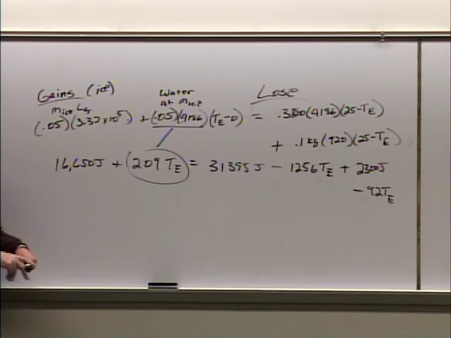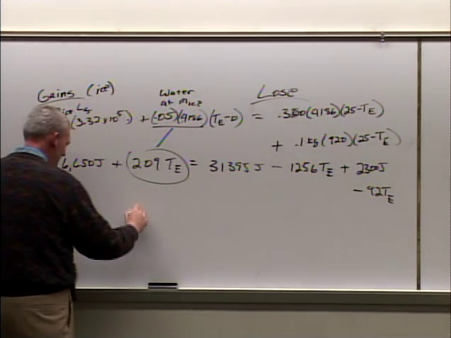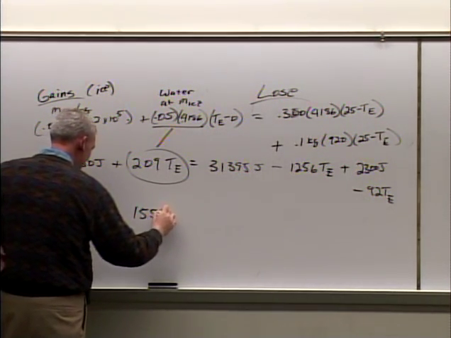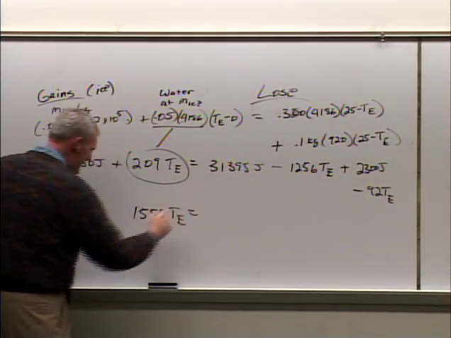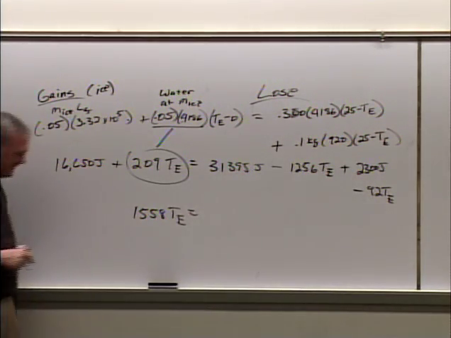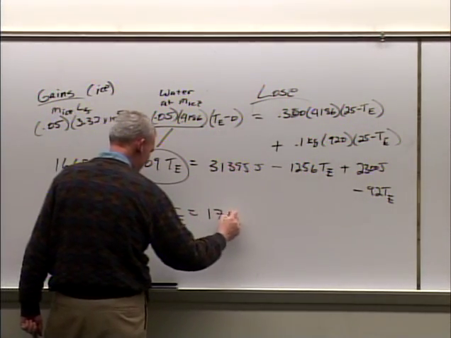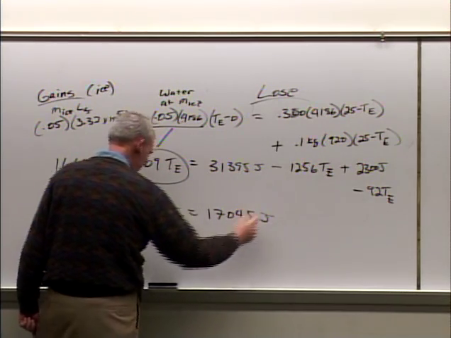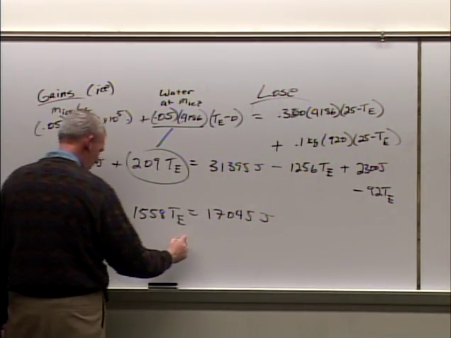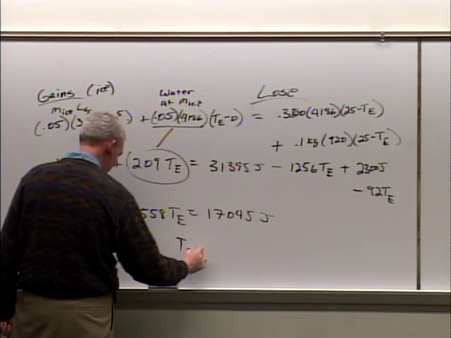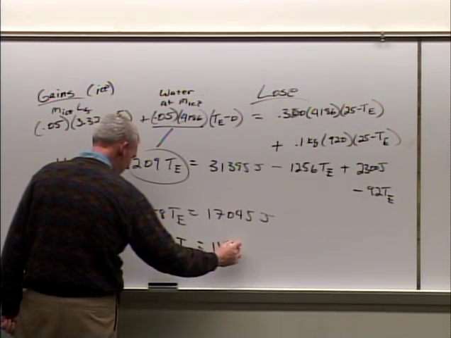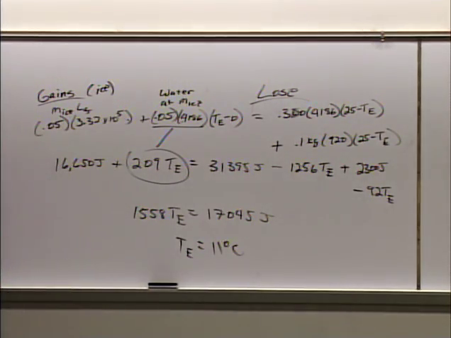Okay? So, once we add all those to the other side and everything, I get 1,558 T_E equals 17,045 joules. Divide it, and I wind up with T_E equals about 11 degrees Celsius. Okay?